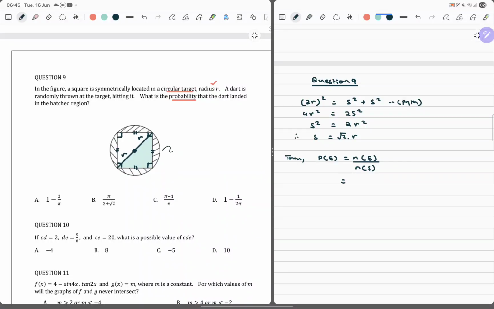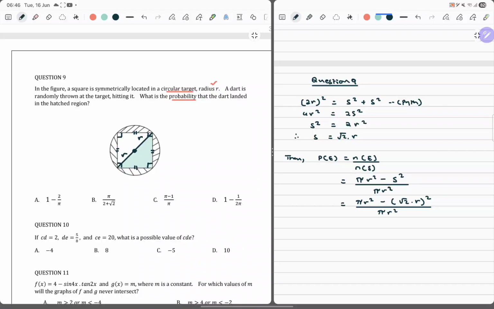Now we can see that the hatched region is going to be the area of the circle minus the area of the square, right? All divided by the area of the circle. Now let's get to business. So this is pi r squared, excuse me. And the area of the square is the side squared. So this is root 2 times r all squared, all divided by pi r squared.